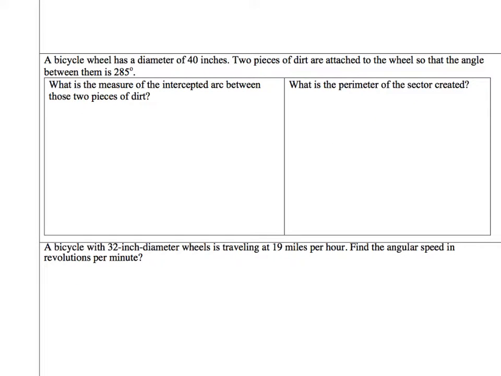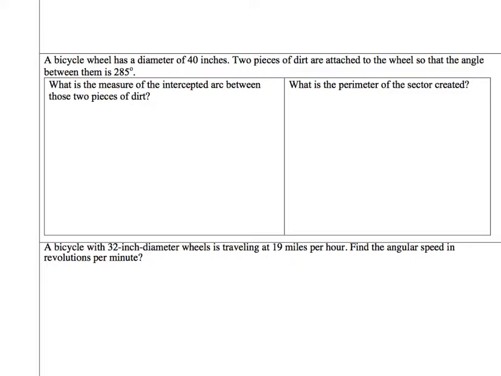So this next question talks about a bicycle wheel that has a diameter of 40 inches, and there are two pieces of dirt attached to the wheel so that the angle between them is 285. So what I'm going to do here is start off by just drawing a circle to represent the bicycle wheel.